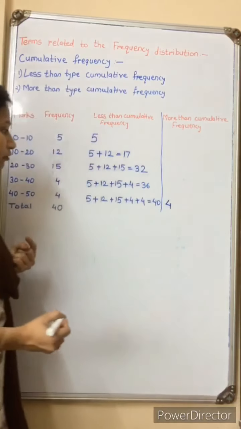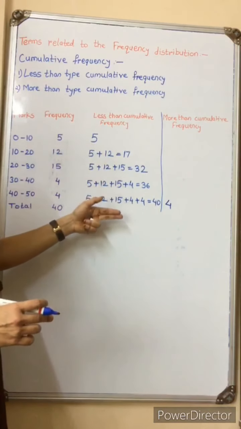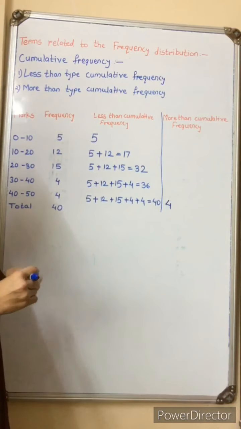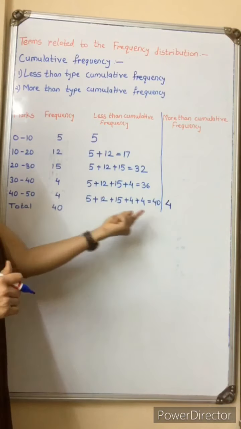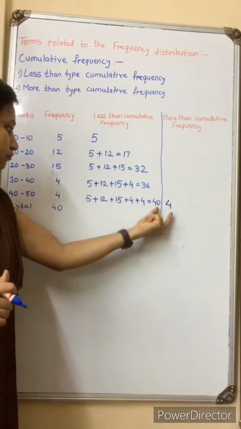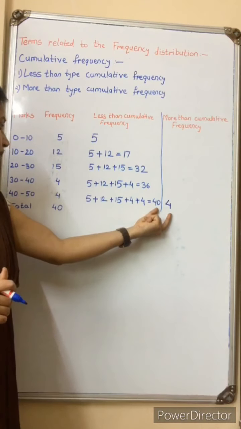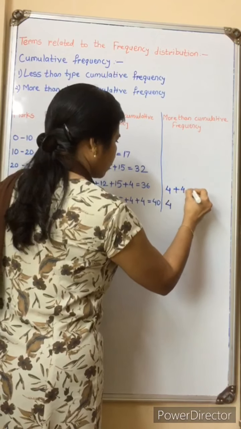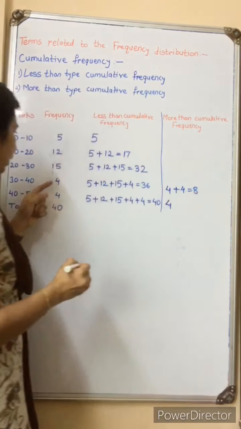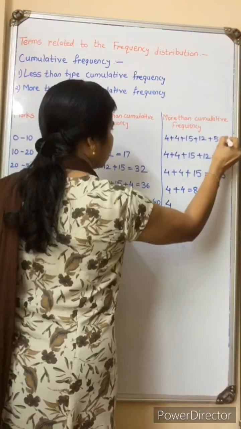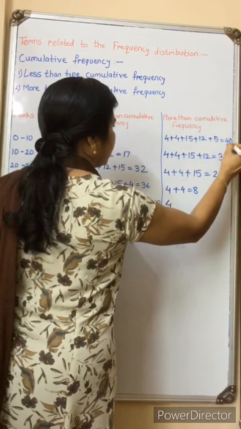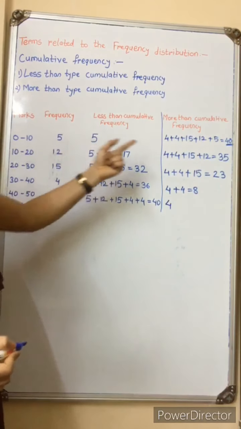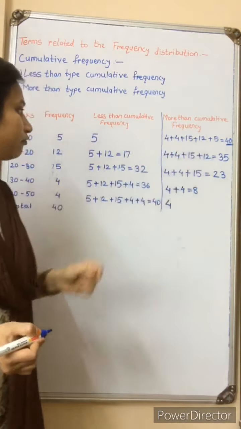For more than cumulative frequency, do exactly the opposite of less than cumulative frequency. We start from the last class, first value as it is. Now last is first for more than cumulative frequency. Then add 4 plus 4, 8. Okay, you can take 8 also. Or you will get here the total frequency in the lowest class of more than cumulative frequency.